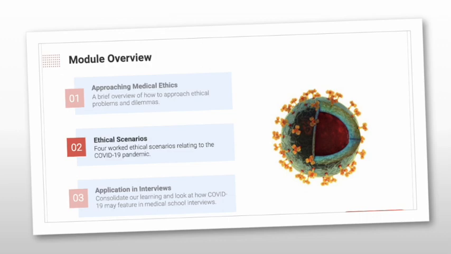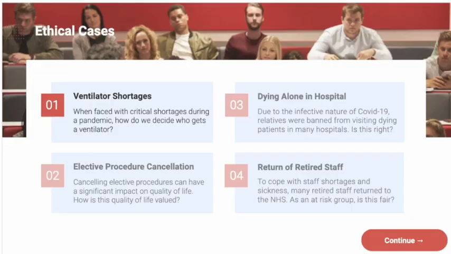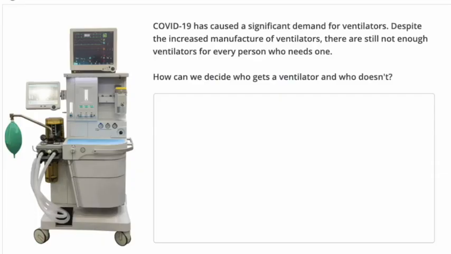So we're going to go through some of these scenarios. There are 4 major scenarios that we're going to look through, the first one being the ventilator shortages. So when faced with critical shortages during a pandemic, how do we decide who gets the ventilators?